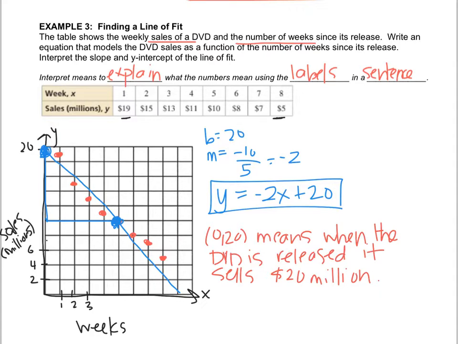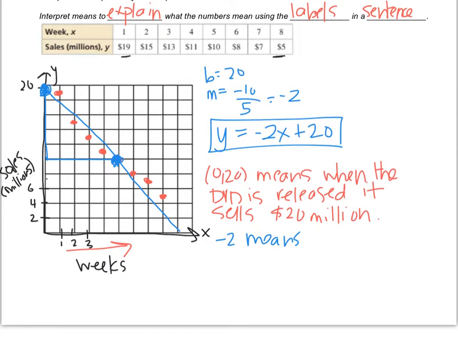As the weeks go by, they sell fewer and fewer DVDs. So the slope represents that. So -2 means each week, remember slope words are each, every, and per. So it means each week DVD sales go down by $2 million.